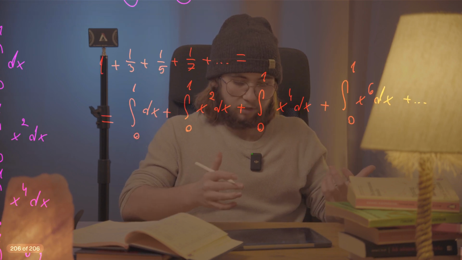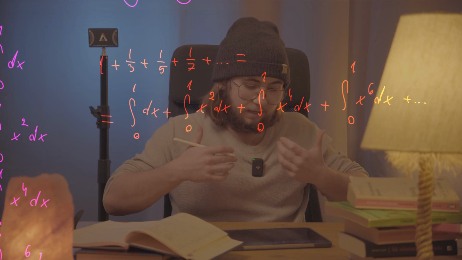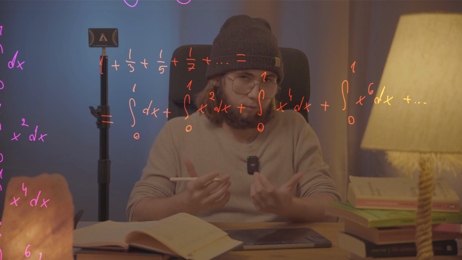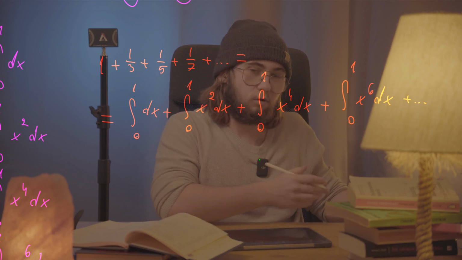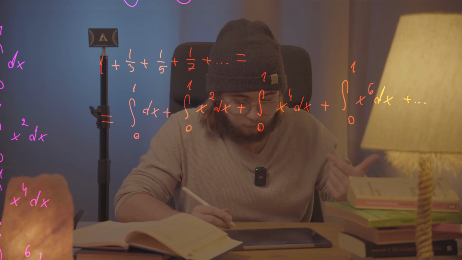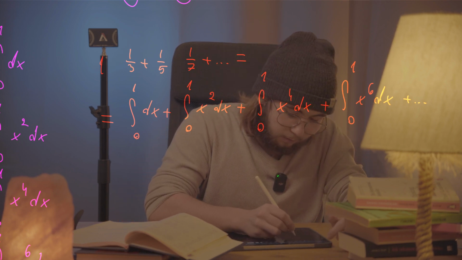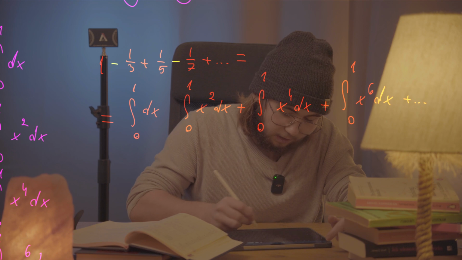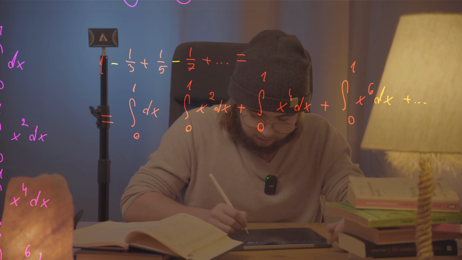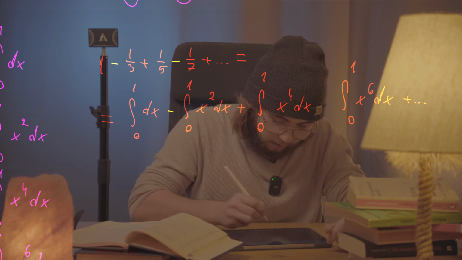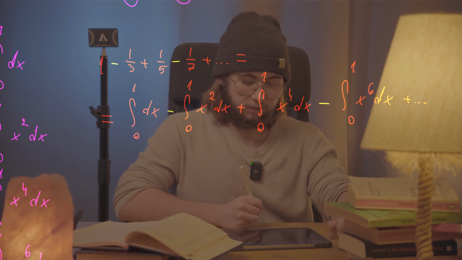Now if I just wanted to make this the alternating sum we originally wanted to evaluate, I'll just have to flip those signs, so I would have to just nicely go on and change those signs here.